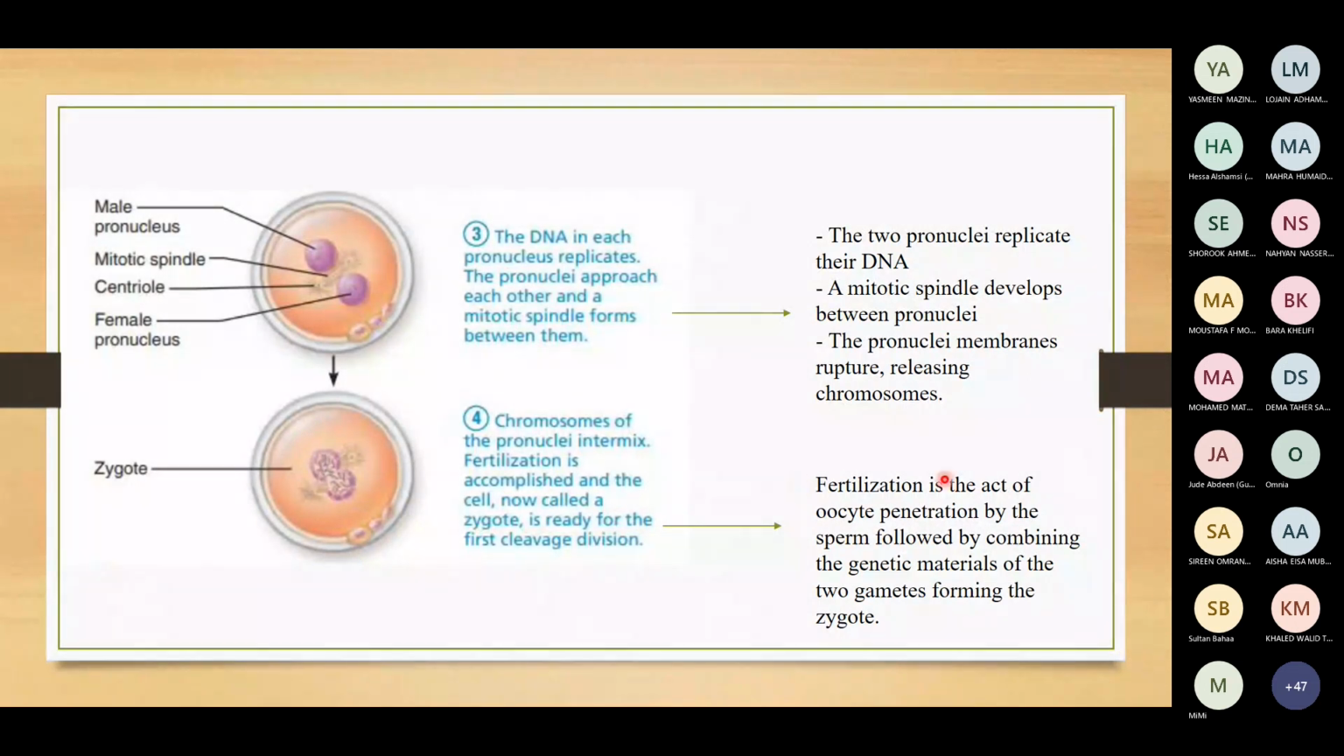Anyways, so when you want to define fertilization, it's basically when the oocyte is being penetrated by the sperm, and the genetic material is being combined, both from the male and the female. Because for us to have a complete cell, we're going to need 46 chromosomes. Is that correct? And the egg only has 23, and the sperm only has 23. So when they combine, we form our first complete cell. Is that clear so far?